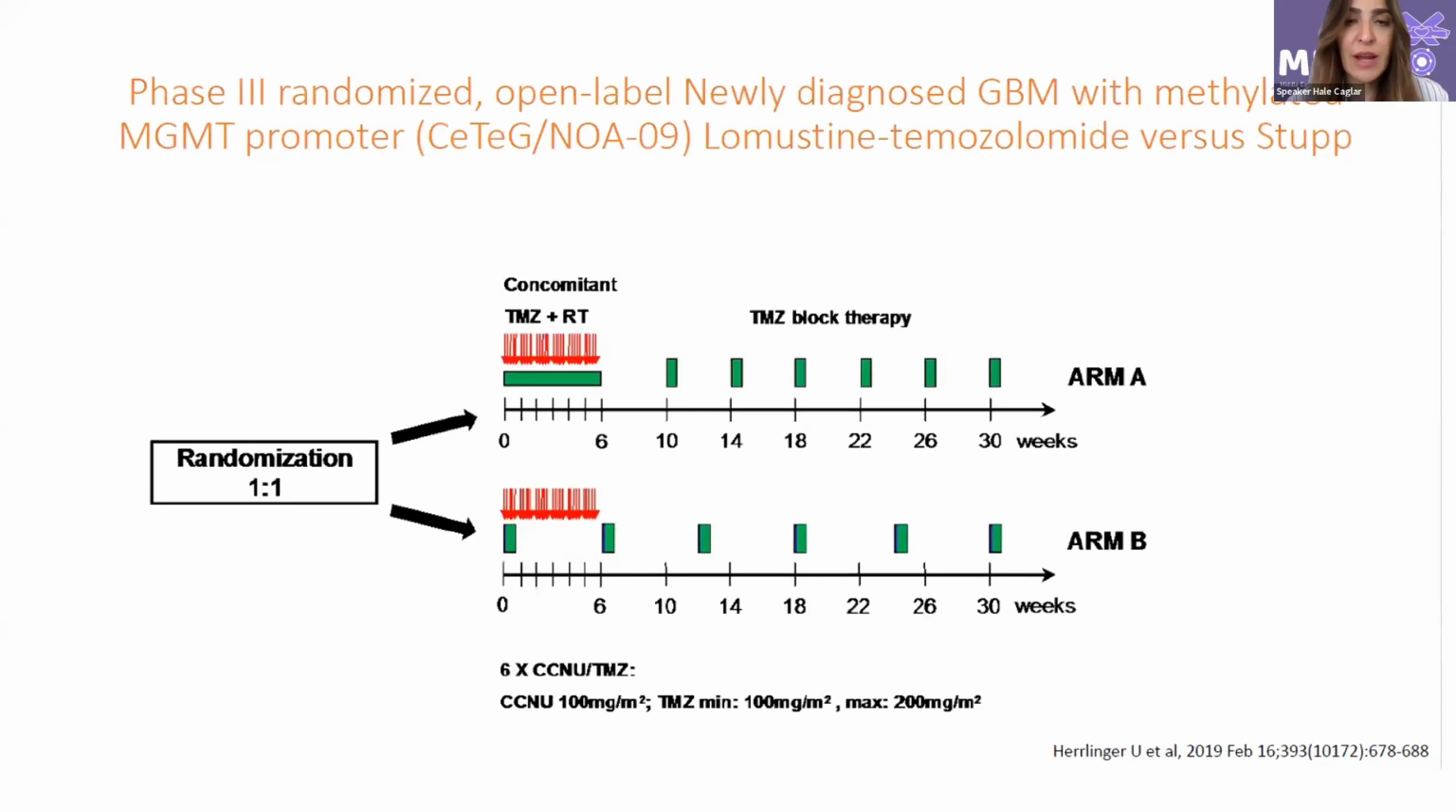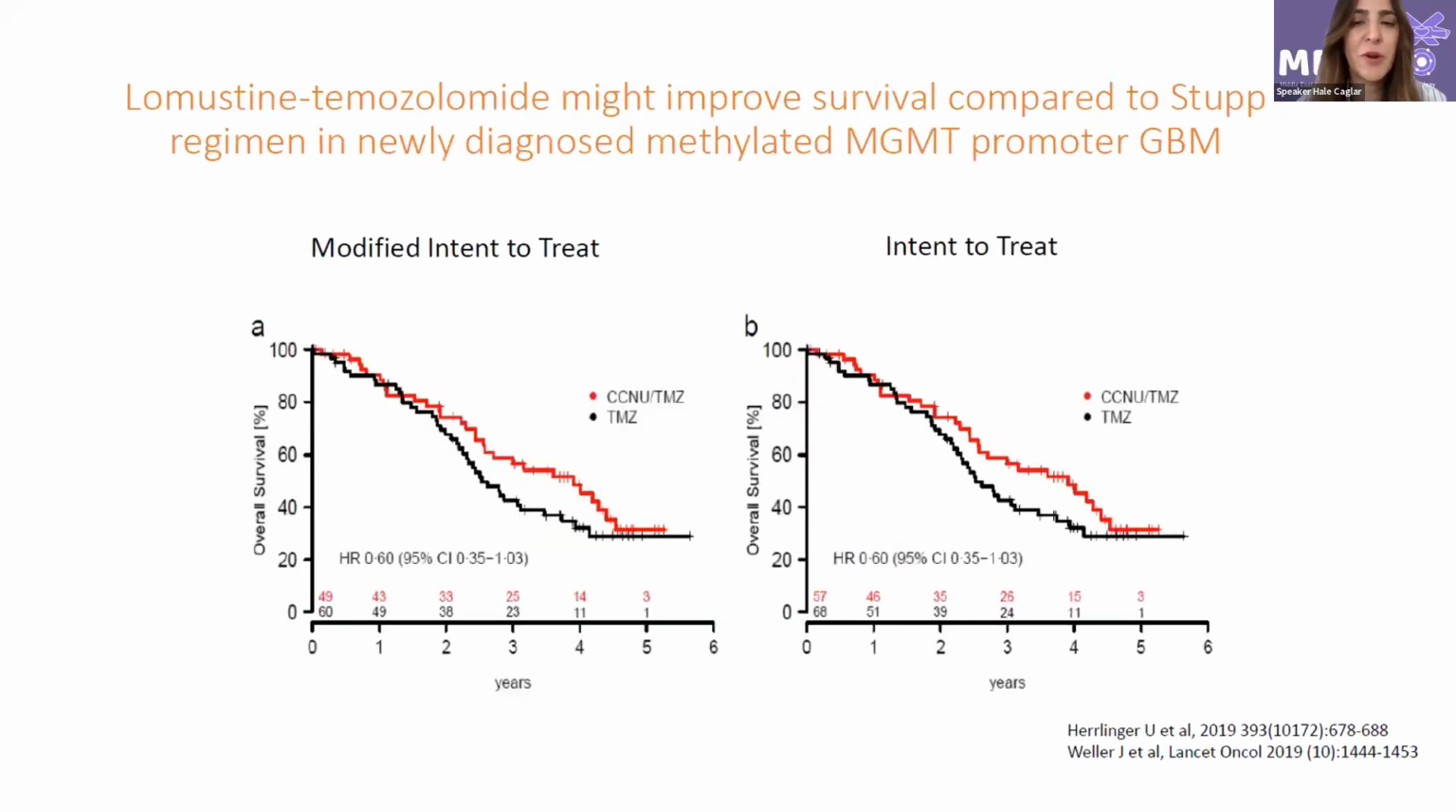The last paper that I would like to emphasize is the CeTeG/NOA-09 trial from the European colleagues, looking at the addition of lomustine to the standard Stupp protocol in patients who were MGMT methylated. The number of patients included in this clinical trial was very low, but there was a trend towards a survival benefit with the addition of CCNU to standard protocols. But it is a toxic drug, so it has to be personalized according to the patient's clinical situation.